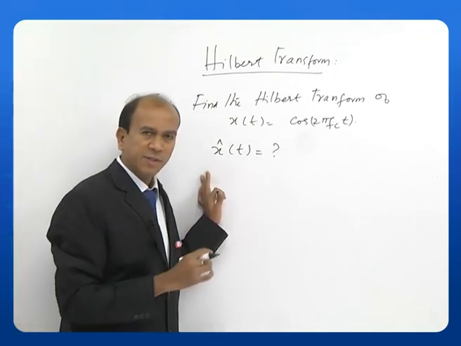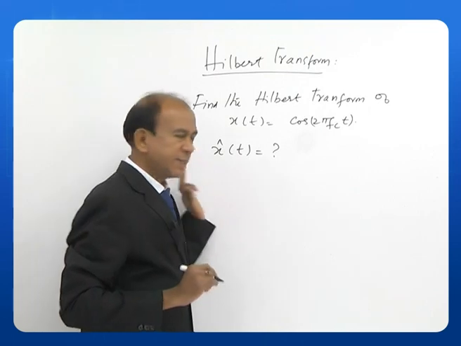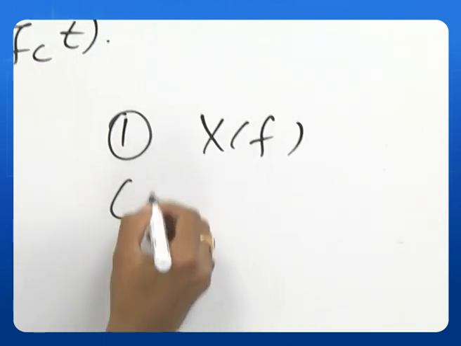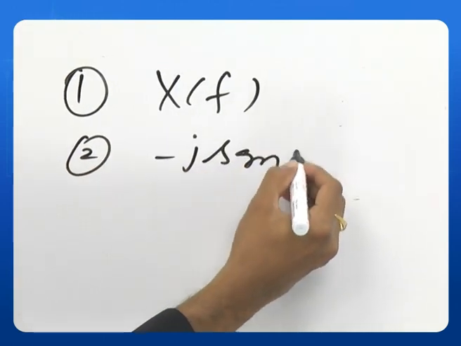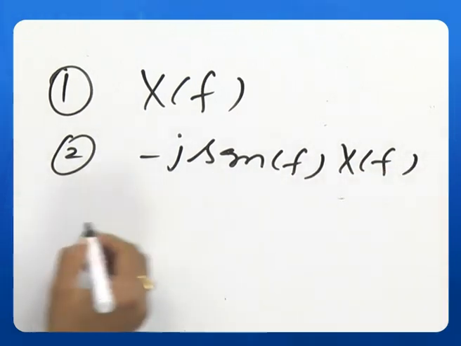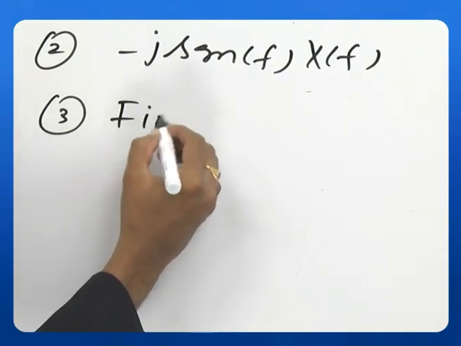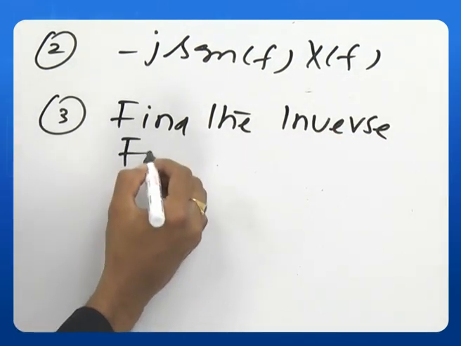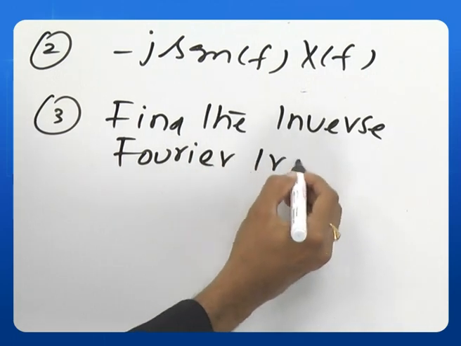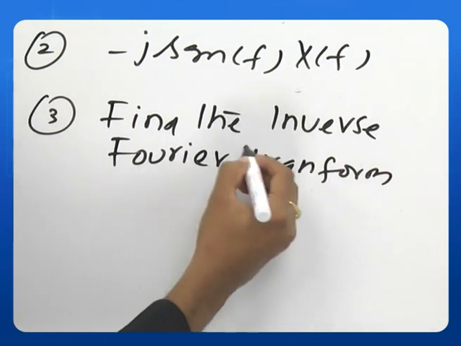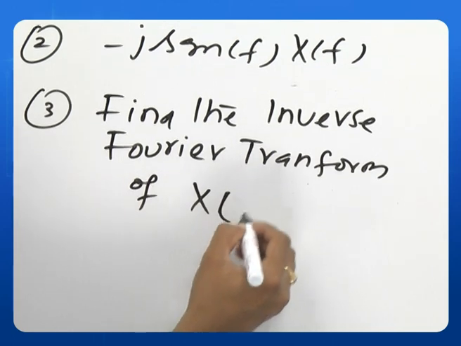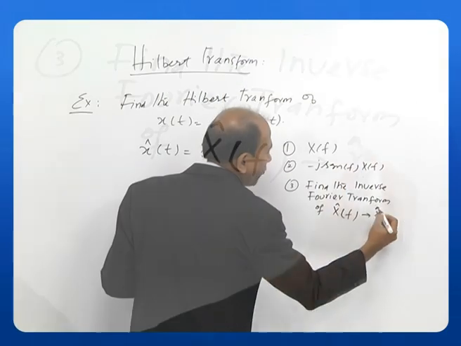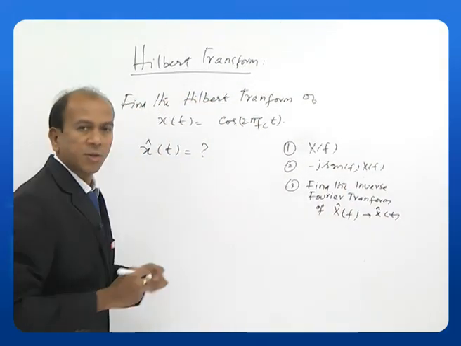There are two ways of doing this, and the most common method I told you is, first I have to calculate x of f, then multiply x of f by j signum of f. Then the third step is to find the inverse Fourier transform of x cap of f, which you will get, and then you will get x cap of t. So, these are three steps.